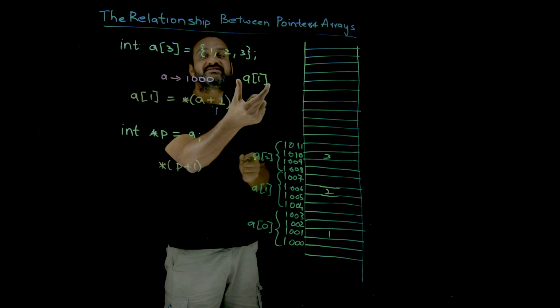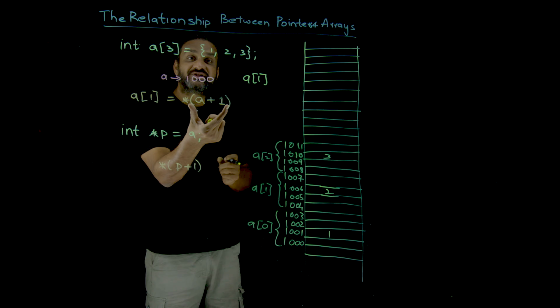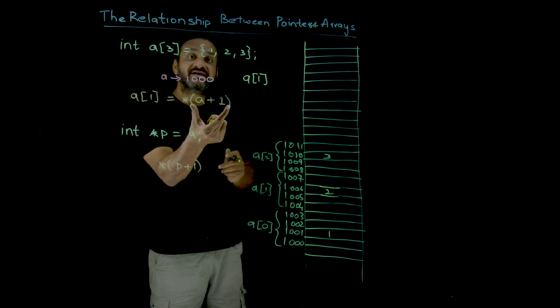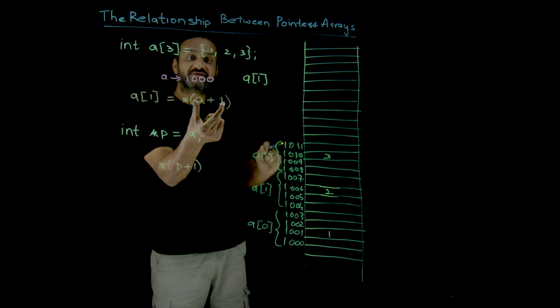Now instead of this, we can use pointer arithmetic. So this is another way we can access the elements of an array. This is the use of pointer arithmetic, right?